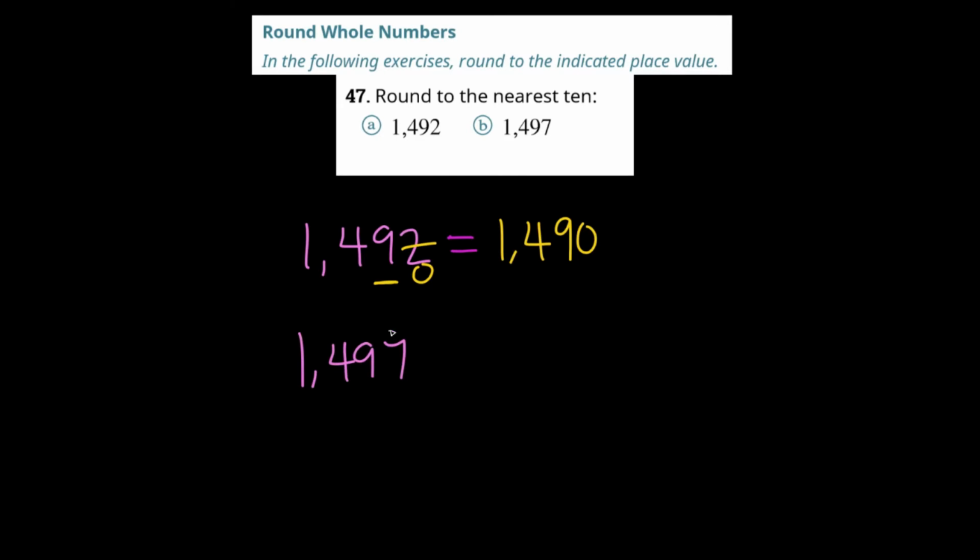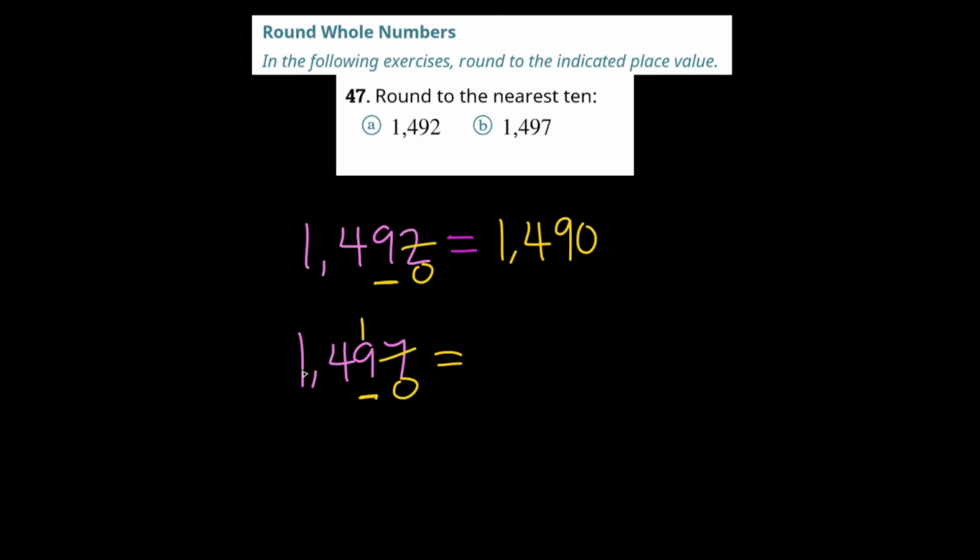Now, if we take a look at part B, we have 1,497, which is very close to what we have here. Let's see what's going on. We're going to round to the nearest 10. So underline the tens place. Look to its right. 7. 7's greater than 5, which means we are rounding up. We add 1 to the underlined place value, and we change everything else after it to zeros.